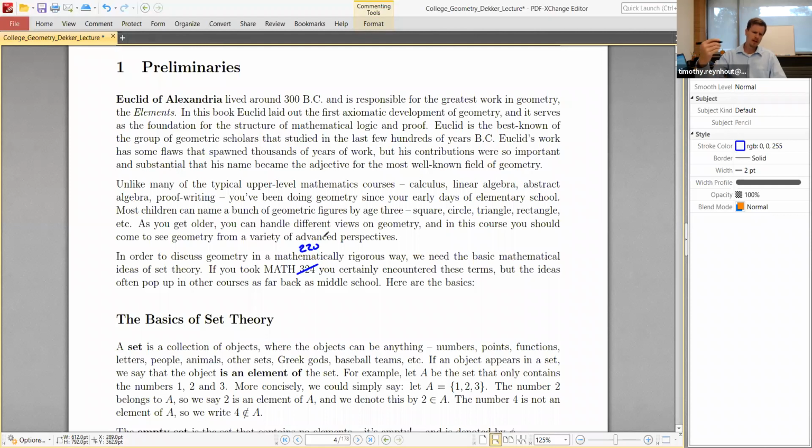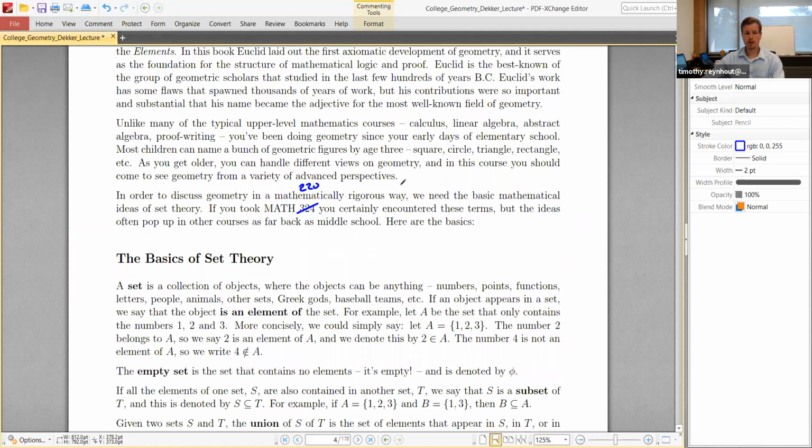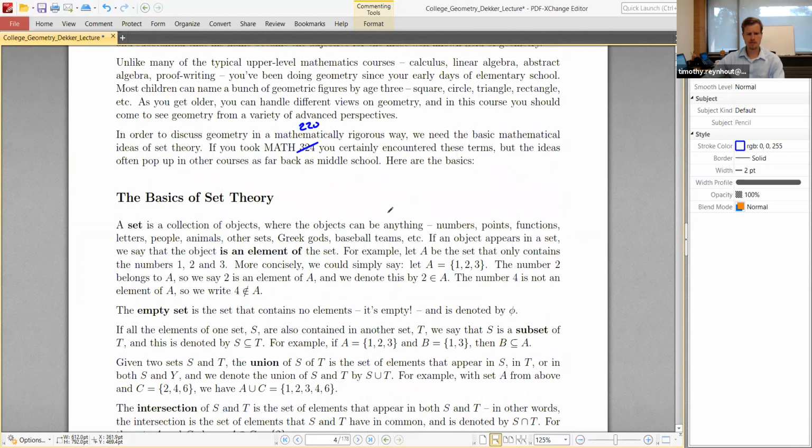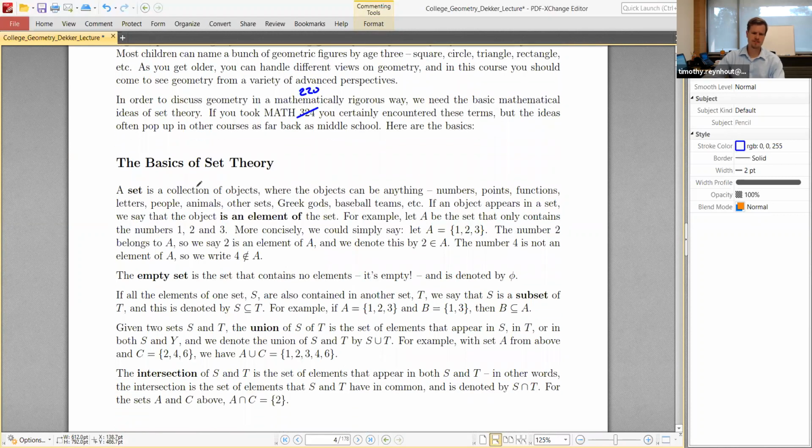So that is what we're going to take a look at in this video, the basics of set theory. Again, this is likely something that you've seen before, but we're going to go ahead and take a very brief look at it. So, basics of set theory. A set is simply a collection of objects, right? Doesn't matter what they are.